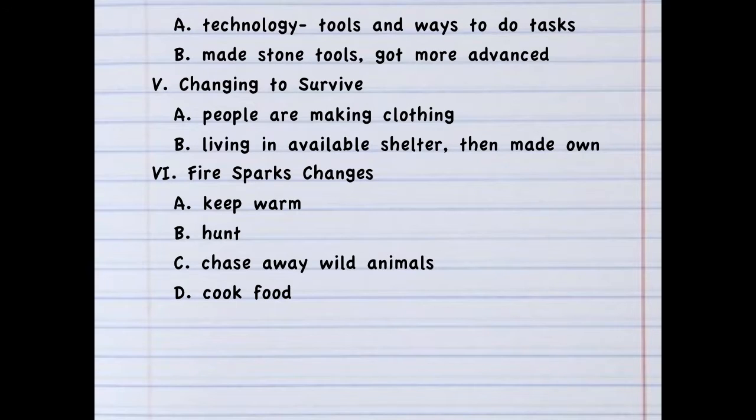And when you cook food, it not only tastes better, but it's a lot easier for the body to digest, and so you get a lot more calories out of it because your body doesn't have to spend so much energy to break it down and to digest that food.